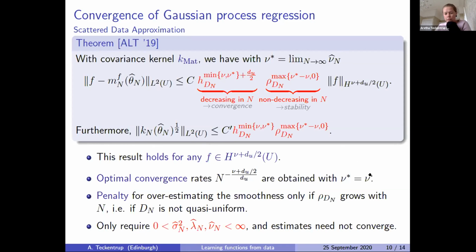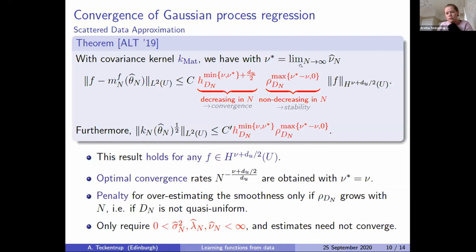Okay. If you are able to estimate your smoothness correctly, then you obtain optimal rates. So this is the rate that you get when you figure out what all of this is, and you're estimating it correctly. Those are optimal in the sense that they are optimal for any function F from this Sobolev space here. As I said, the rho n term, the mesh ratio term here, is related to stability, and you see that this stability term only comes in if your estimated smoothness nu star is greater than the true smoothness nu, because you then have stability issues.